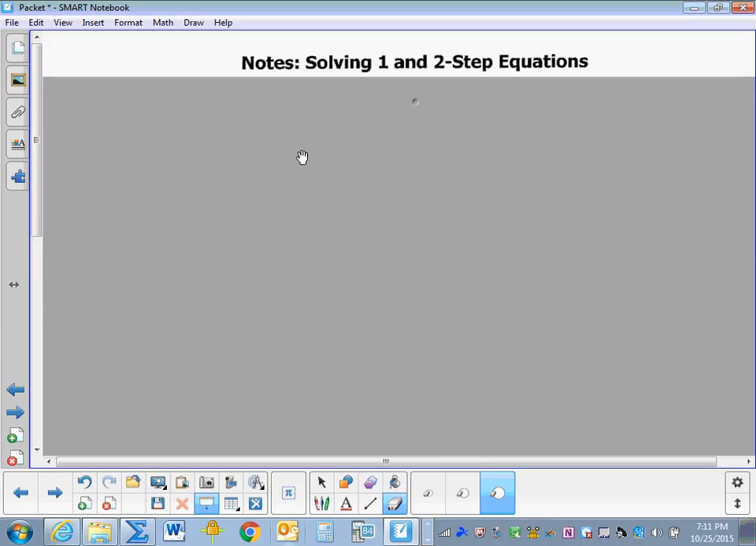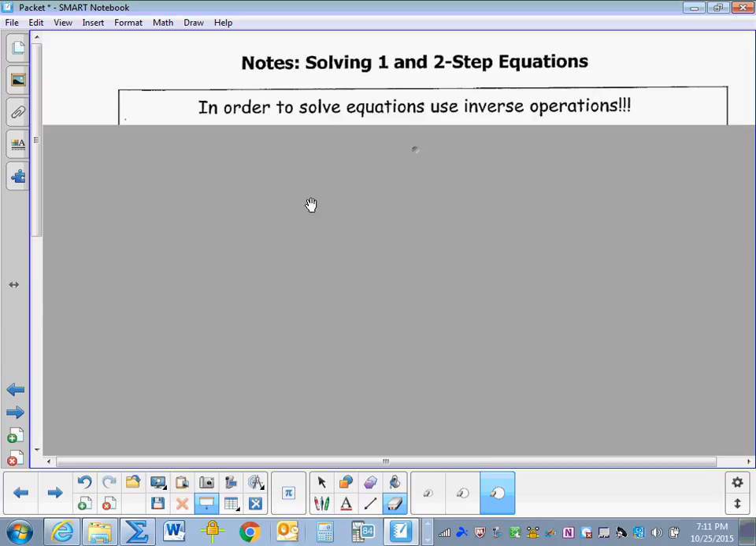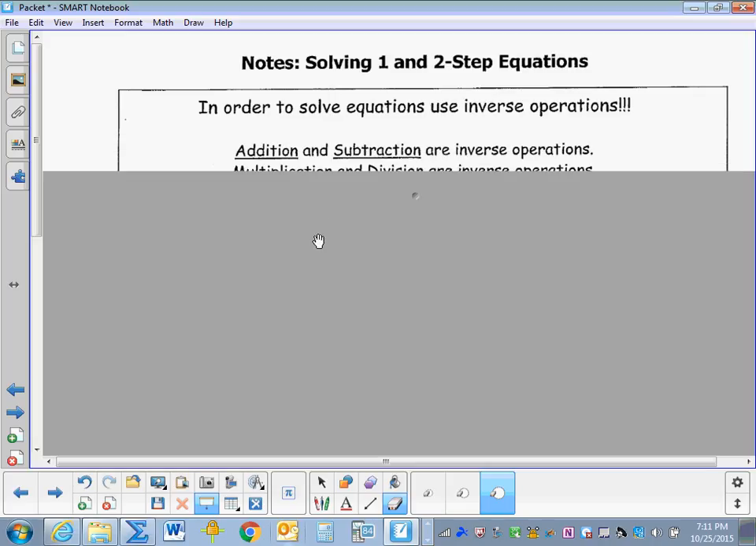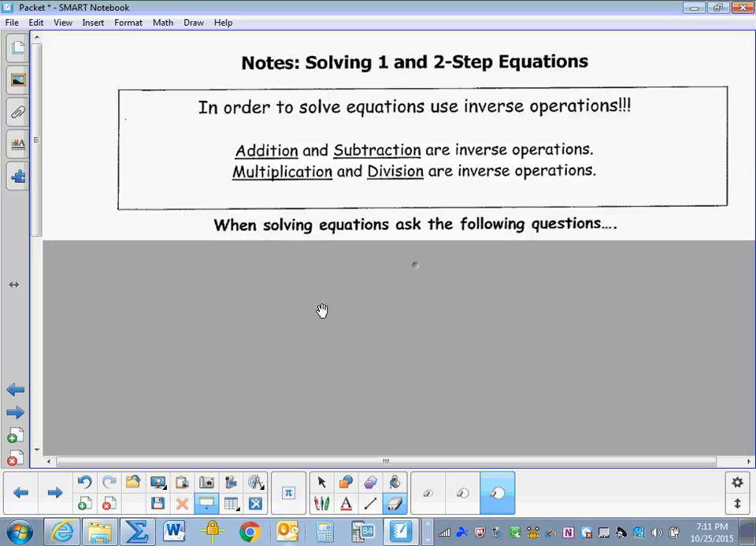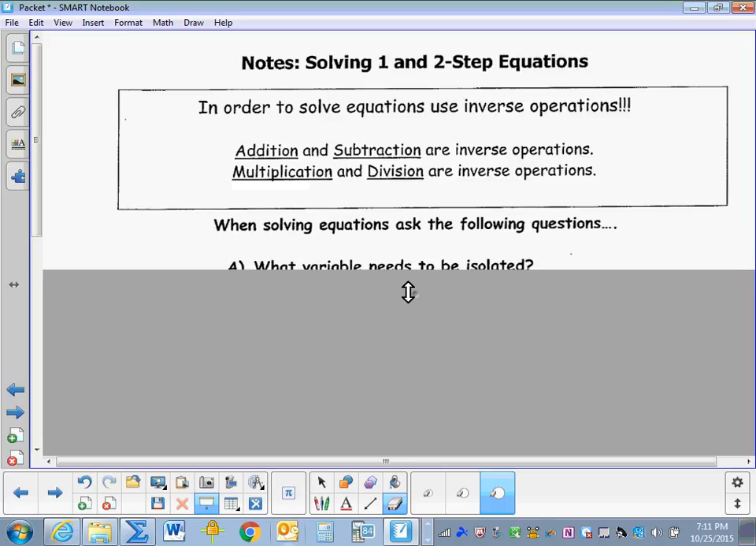Solving 1 and 2 step equations. In order to solve equations, use the inverse operations. Addition and subtraction are inverse operations. Multiplication and division are inverse operations. When solving equations, ask the following questions.